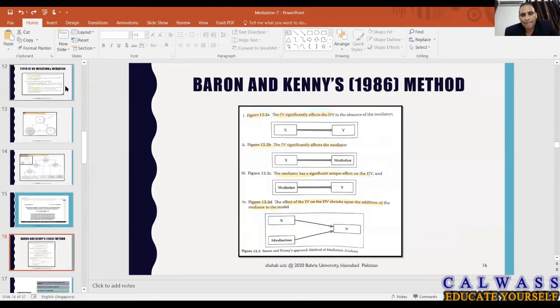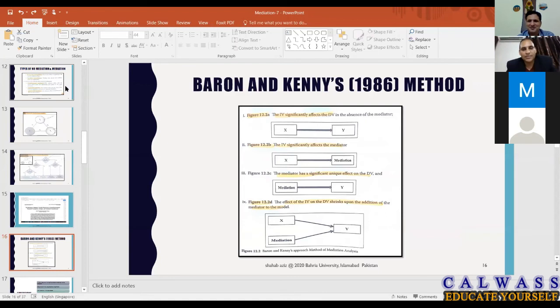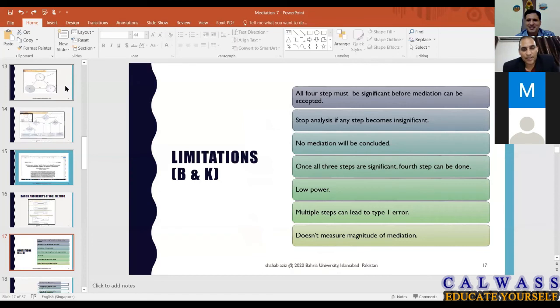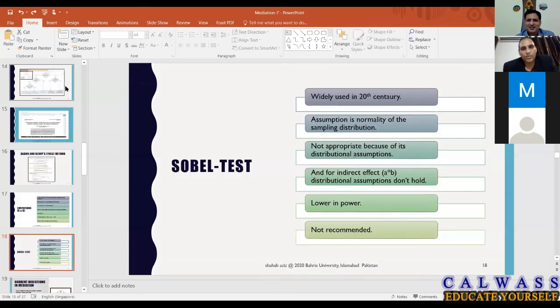There was a very famous approach being used to check mediation: Baron and Kenny, 1986. This was a very famous paper, cited thousands of times, and a lot of people used to test mediation through this approach. But the latest literature says that you should avoid Baron and Kenny's approach to check mediation because it has certain limitations. There was another test, the Sobel test, used previously, but that's outdated as well.